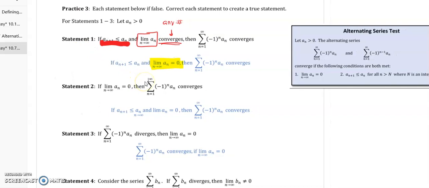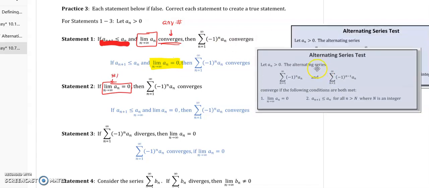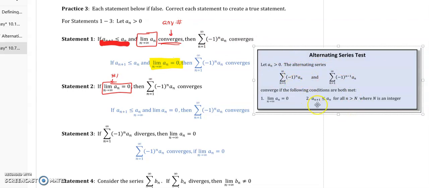In the second example, they are only acknowledging condition number 1, which is right here: the limit as n approaches infinity of a sub n is equal to 0. There's no acknowledgement of the second condition of the alternating series test, which for convenience I've put over here on the right-hand side of the screen. In order for an alternating series to converge, you must also show that the a sub n plus 1 term is smaller than a sub n, which is what we confirm in our corrected statement down below.